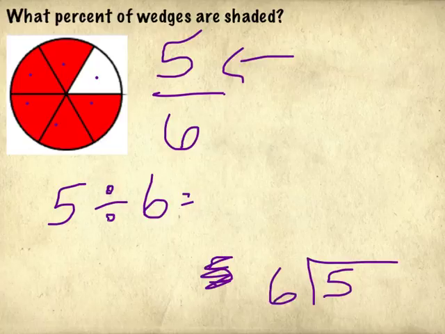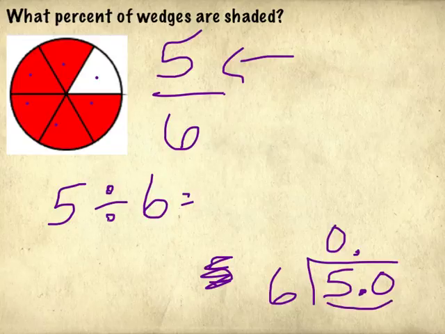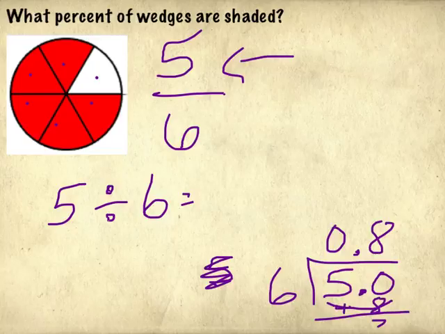So how many groups of 6 can be in 5? 0. So I'm going to add some decimals here. And then a 0. How many times can 6 go into 50 now? I'm going to ignore the decimal. It can do 8 because that would be 48. So that's 48. 50 minus 48 is 2.